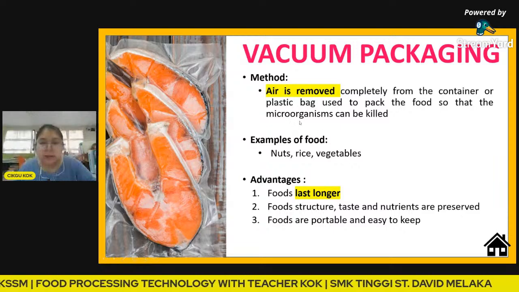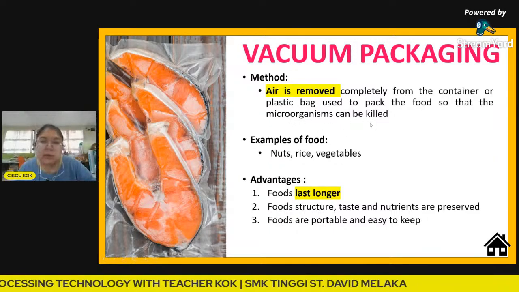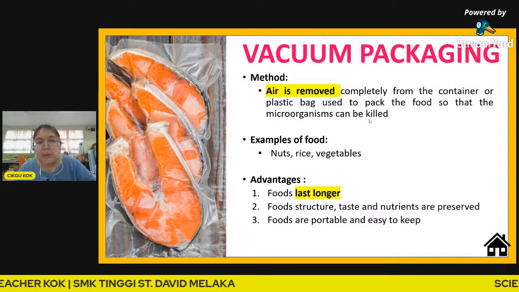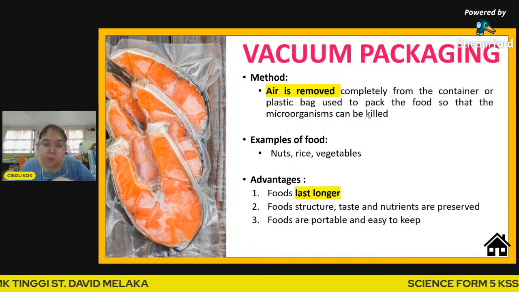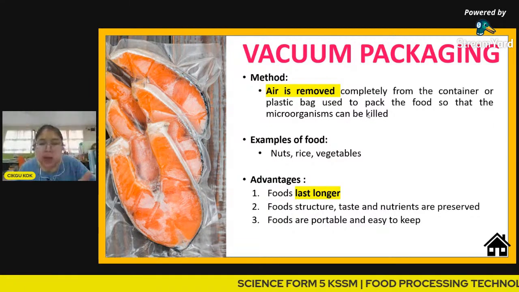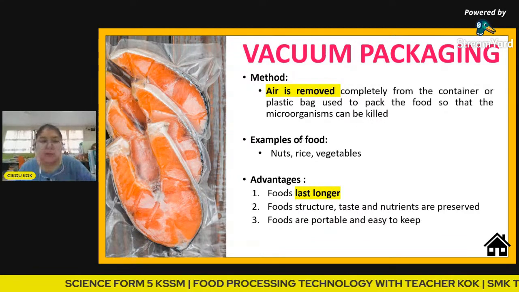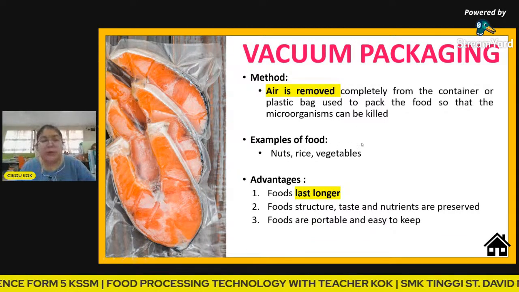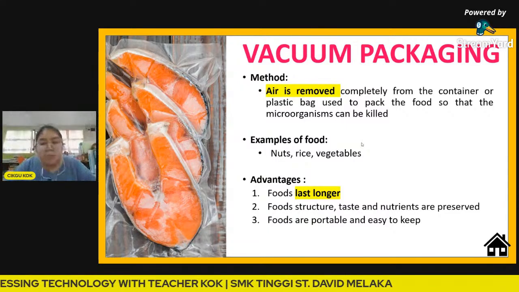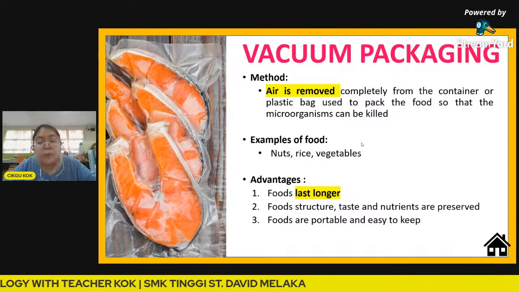so that the microorganism can be killed. Remove all the air, remove all the water, that means the microorganism is already out. Microorganisms don't have any oxygen, how can they stay there? So that means the air and water are out first. Example of the food, we have nuts. You buy the chestnut, you buy the almond, they are already vacuum packaged.